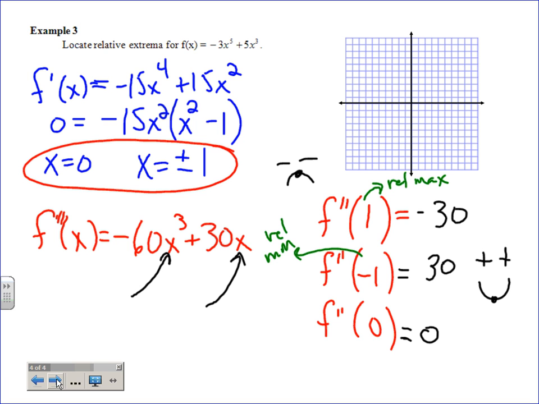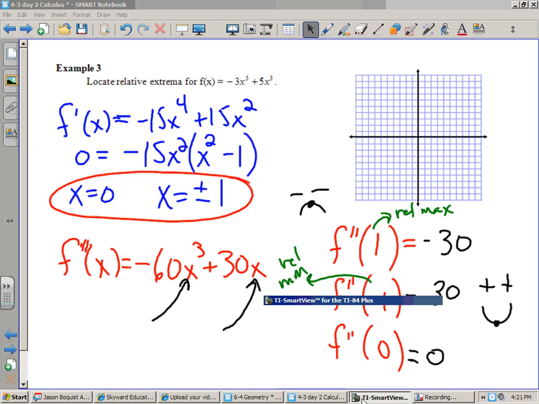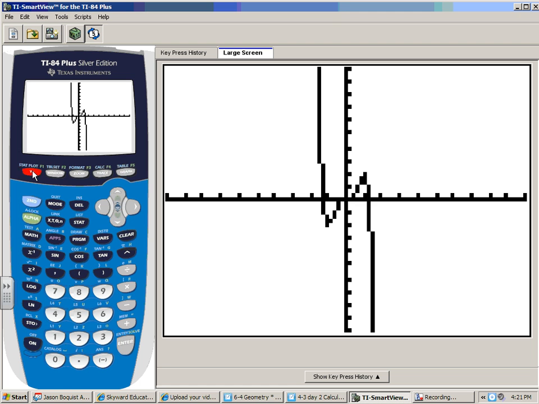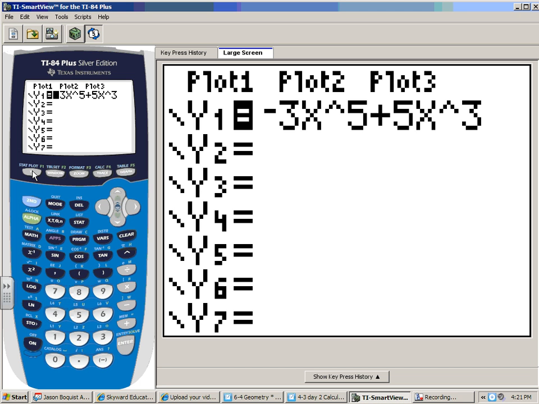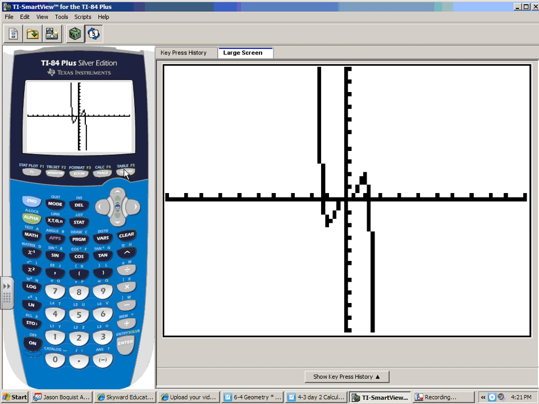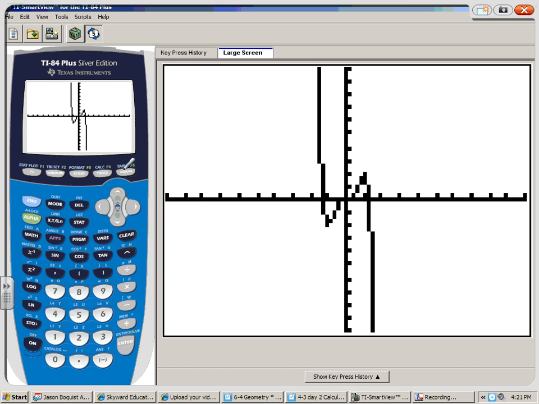Let's take a look at the graph and find out what happens. Is this the graph? Yes it is. So here it is right here at negative 1, and here's positive 1, and here's 0. At 0, it's kind of doing one of these. That would tell us that at 0, it's still a critical number, but it is a point of inflection, and that at negative 1 we had a relative min, and at positive 1 a relative max.